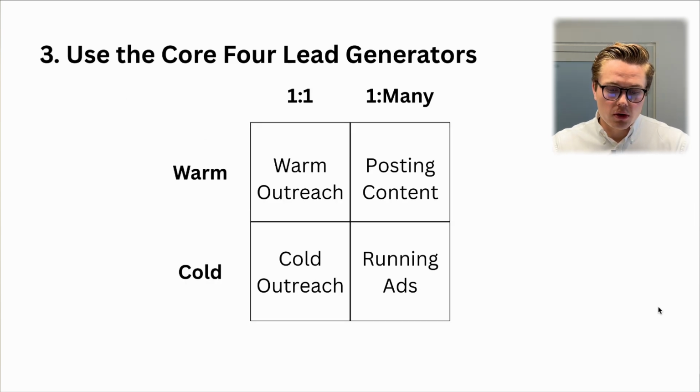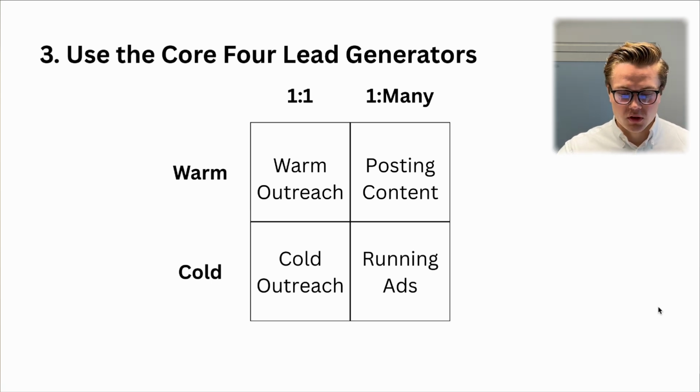Next, use the core 4 lead generators. Basically you have people who you know and people you don't know, and then you also have to decide whether you want to speak one-on-one or one to many. This creates a matrix where you can decide which type of methods you want to use. The rule of thumb is that you begin warm and then move to cold, so that you get to know your customers and understand them better before starting to speak to a very large crowd, especially if it's a cold one.